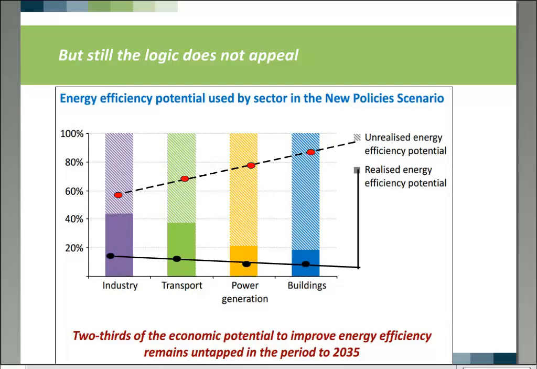And also from the works of the IEA, and this is from both the World Energy Outlook 2015 and the Energy Efficiency Market Report this year, it shows, for instance, that two-thirds of the economic potential to improve energy efficiency remains untapped in the period up to 2035. So even 20 years from today, the potential that we have already recognized will not be used. It will not be realized. So we certainly have a problem.